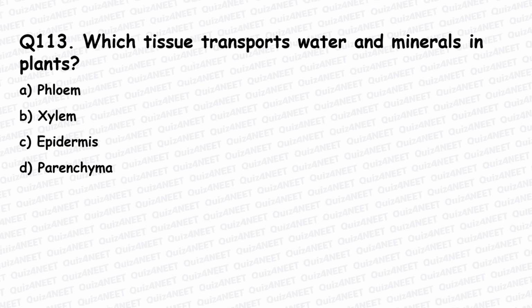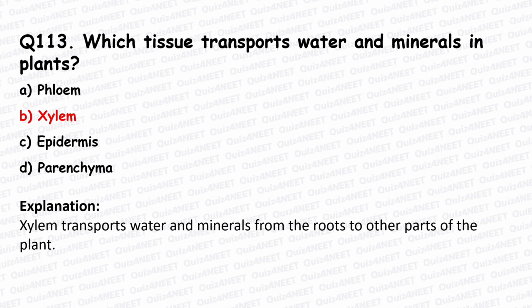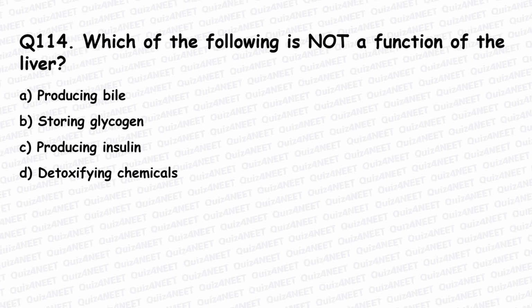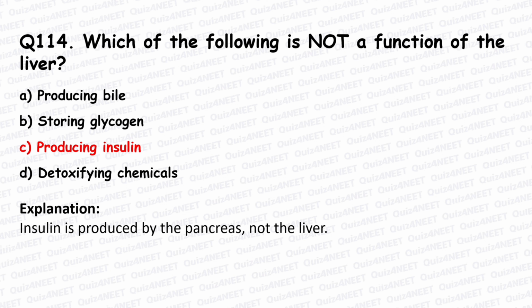Q113. Which tissue transports water and minerals in plants? A. Phloem, B. Xylem, C. Epidermis, D. Parenchyma. Explanation. Xylem transports water and minerals from the roots to other parts of the plant. Q114. Which of the following is not a function of the liver? A. Producing bile, B. Storing glycogen, C. Producing insulin, D. Detoxifying chemicals. Answer C. Producing insulin. Explanation.